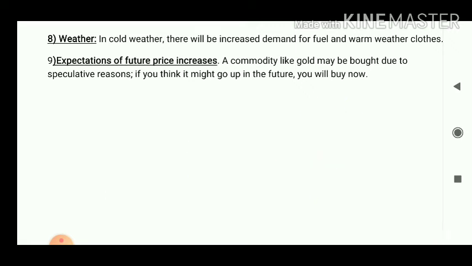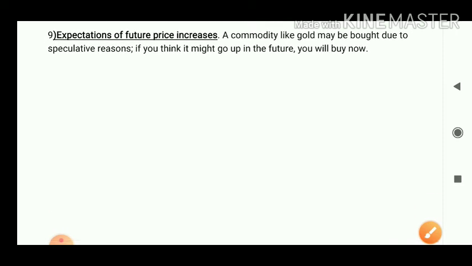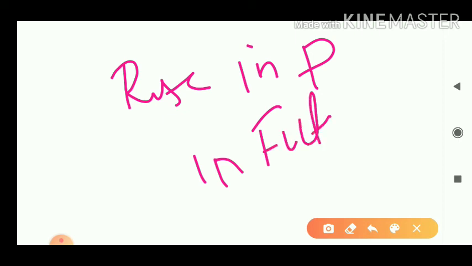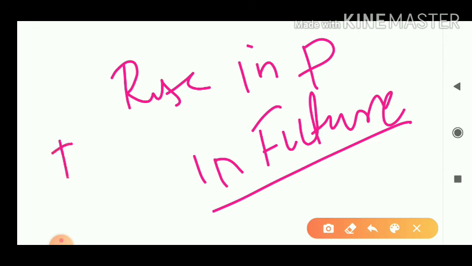So next is expectations of future prices. When a commodity is expected to increase in price in future, it may be increased in future. If this condition occurs, or you are speculating that the price of gold may rise, which is generally rising from time to time, then you will increase the demand for that commodity right now. So if there is a rise in price in future, demand will also increase at the current time.